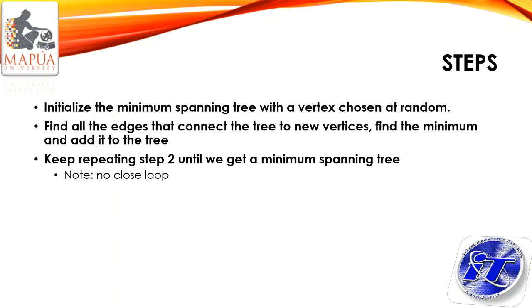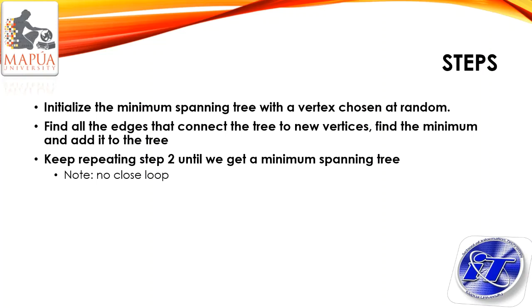And then second, find all the edges that connect the tree to new vertices. So all the edges connected to the first vertices, consider it, find the minimum value to go to the other vertices. And keep repeating step 2 until all vertices will be part of that graph. And be sure there will be no closed loop when we choose the edges. Okay, so no closed loop.